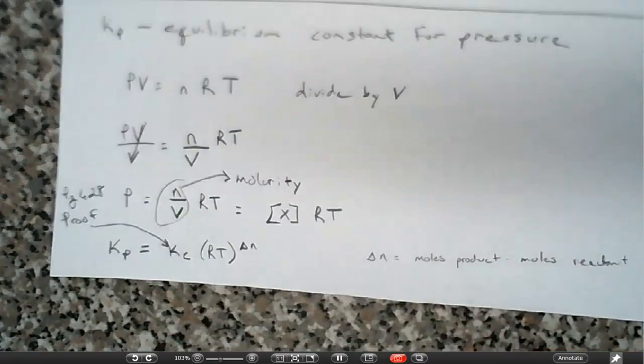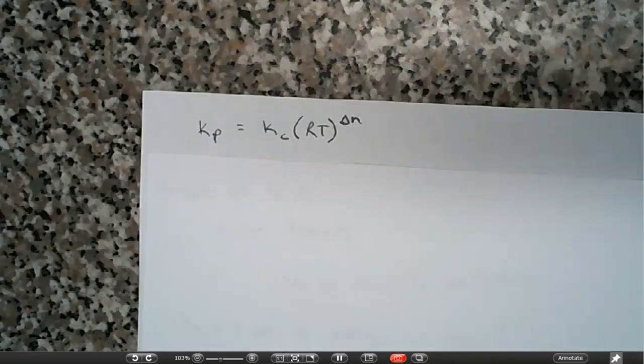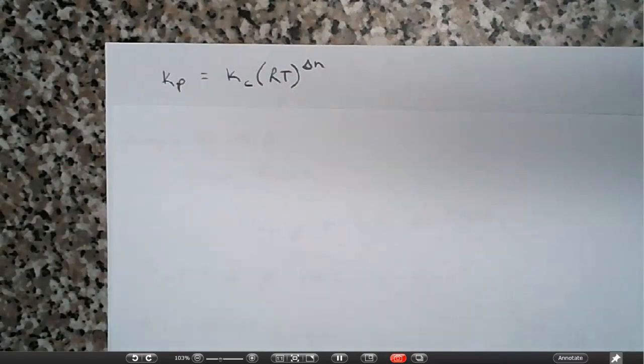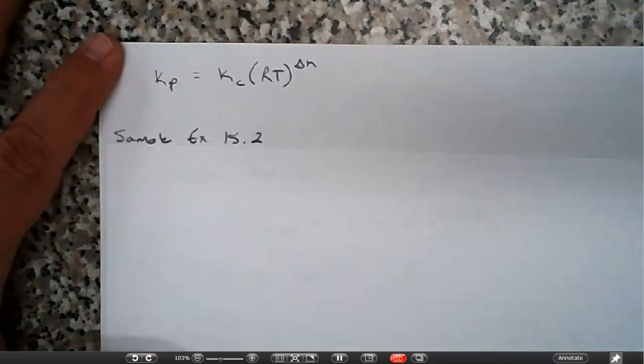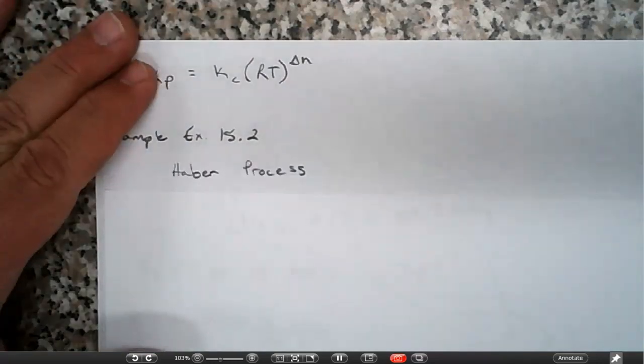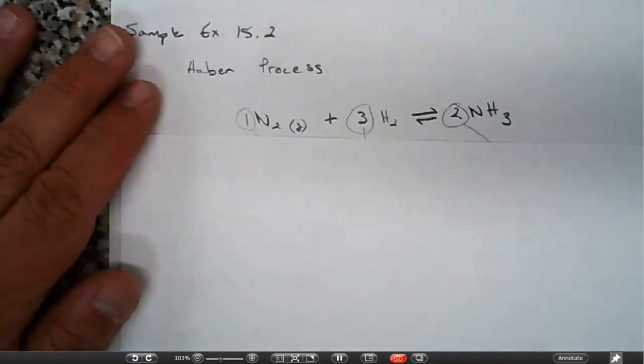But here it is. We're just going to keep this in mind, and I'm going to breeze on through, not to wash over it or glaze over it, but we're going to use this expression, and we're going to do a couple problems, and you have a couple homework problems on it too, so I'll use it right now. This is from the book. There's a sample example 15.2, and it's again the Haber process, and here it is. N2 nitrogen plus hydrogen gives me ammonia.